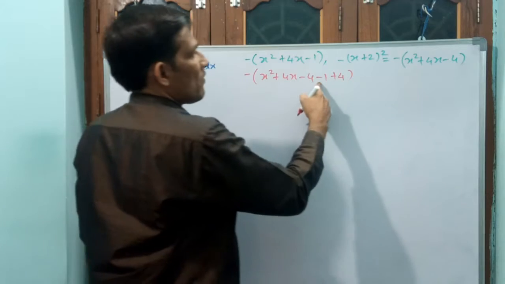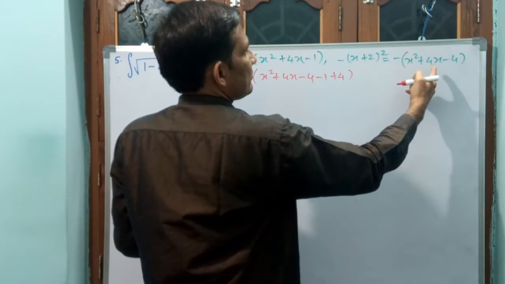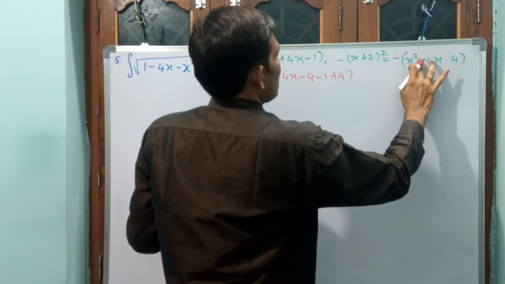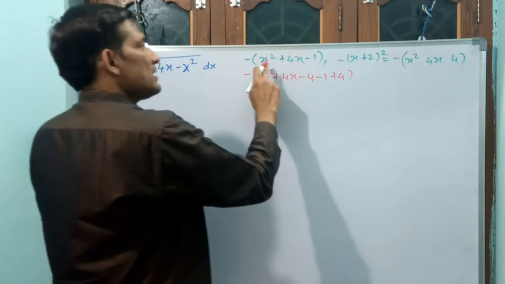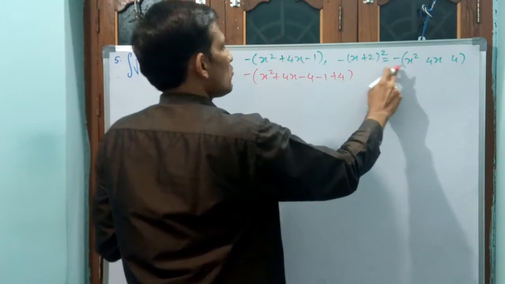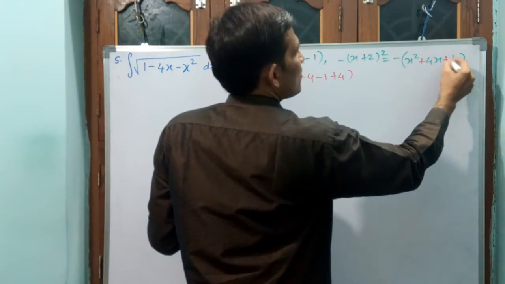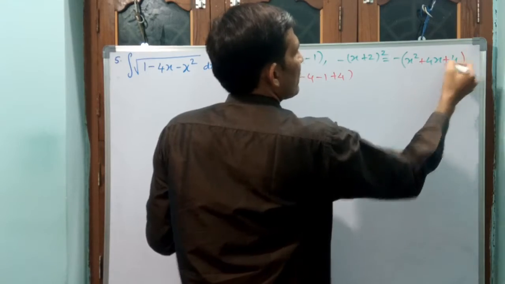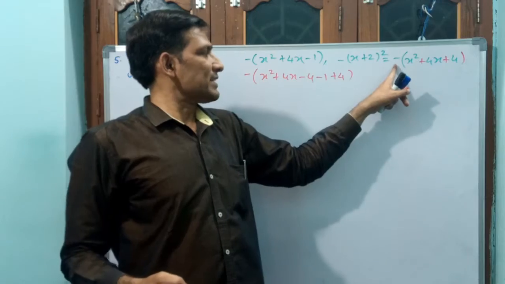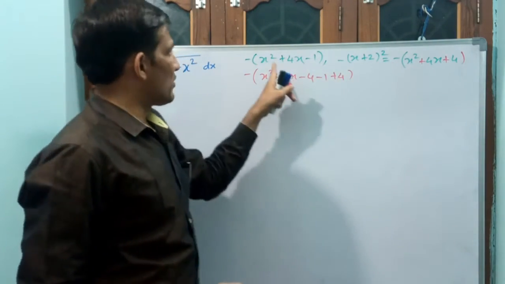Is it okay? See, minus 4 already is there. X square minus 4x. Wait a minute. Here minus x square plus 4x minus 1. X plus 2 whole square. X square plus 4x okay. But plus 4 has to be written here. Plus 4. This is x plus 2 whole square formula. Outside minus is there. Okay. But this is x plus 2 whole square formula.